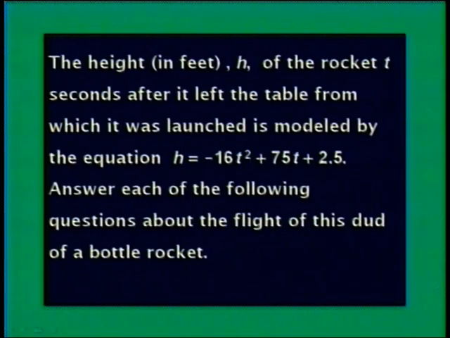The height in feet, h, of the rocket, t seconds after it left the table from which it was launched, is modeled by the equation h equals negative 16t squared plus 75t plus 2.5. Let's answer each of the following questions about the flight of this dud of a bottle rocket.